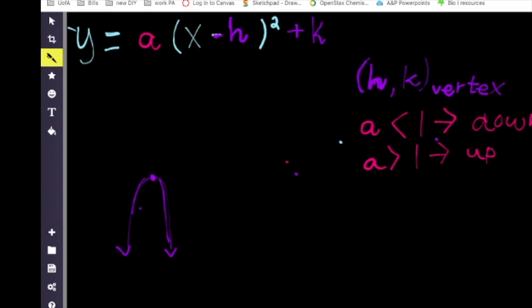Over here we see that if a is less than 1, then our parabola is facing down. So this right here would mean our a is less than 1, because our parabola is facing down. If our parabola faces up, then our a is greater than 1. So a is going to be any number, a constant, but if it's less than 1, our parabola faces down, and if a is greater than 1, our parabola faces up.